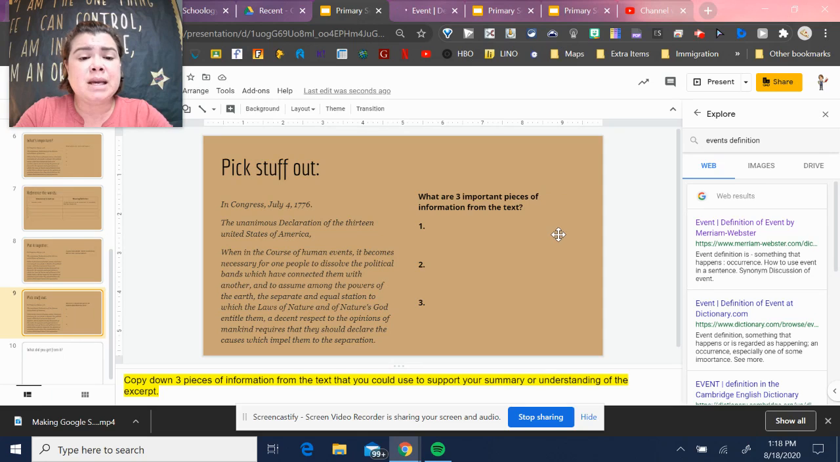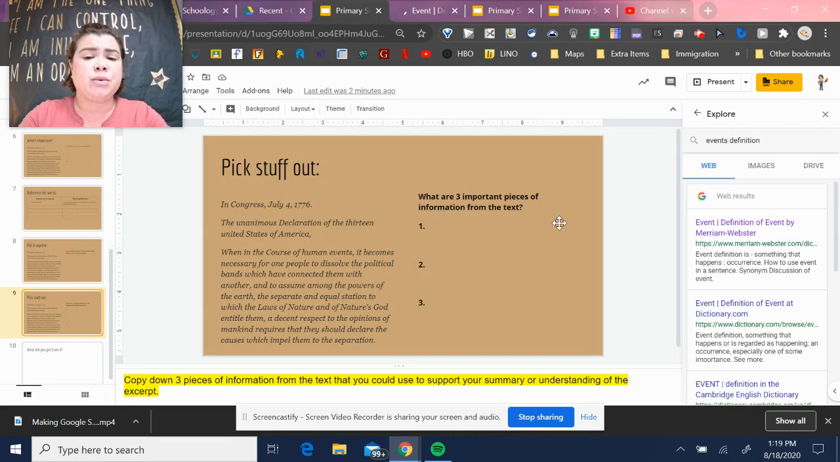Slide 9 is going to be where we're trying to pick stuff out, okay? So we've gone through and we've determined what words we don't know. We've gone through and we found out the information for the words we don't know. We put together a short summary based on our understanding now that we've figured out some of the language that's in there. And now we're going to pick stuff out.